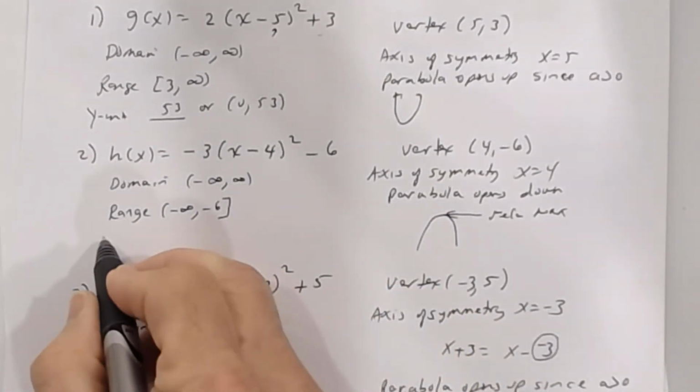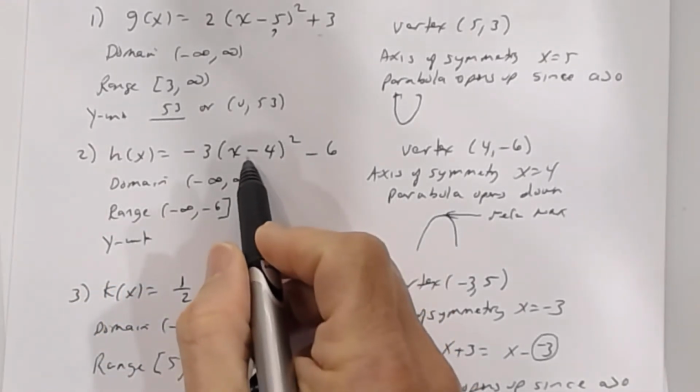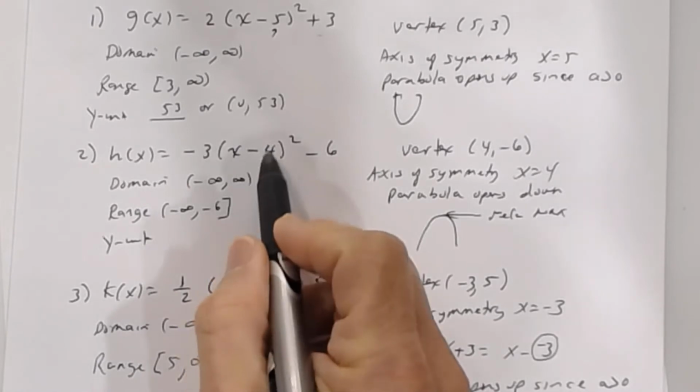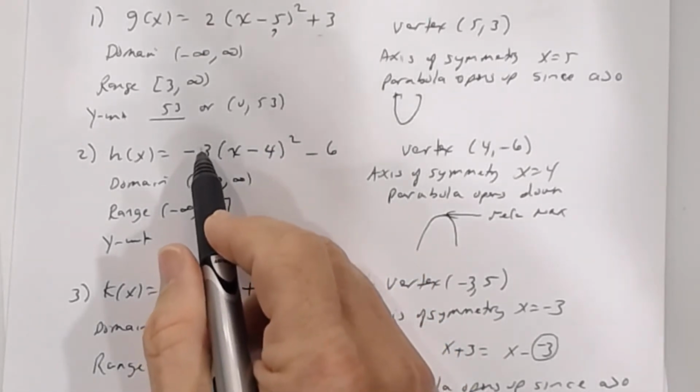Over here, y-intercept. You let x equal what? 0. What's 0 minus 4? What's negative 4 squared? 16 times a negative 3?